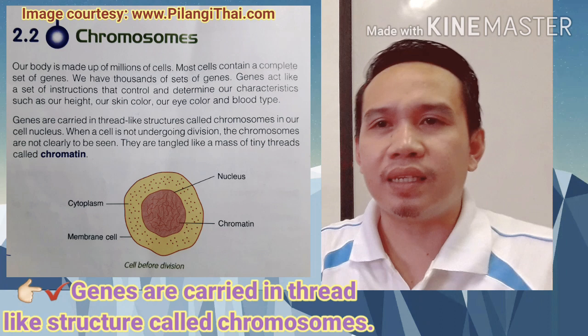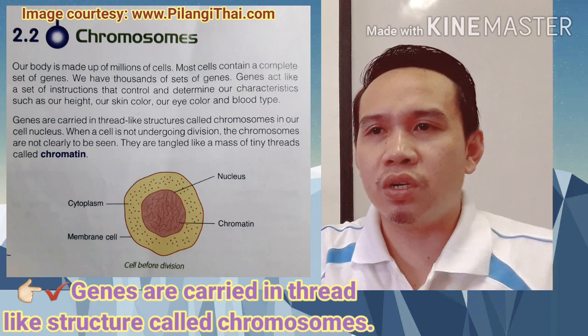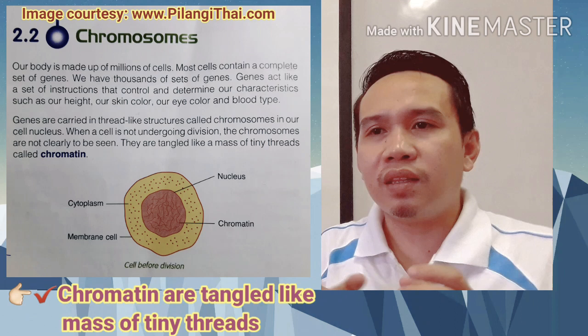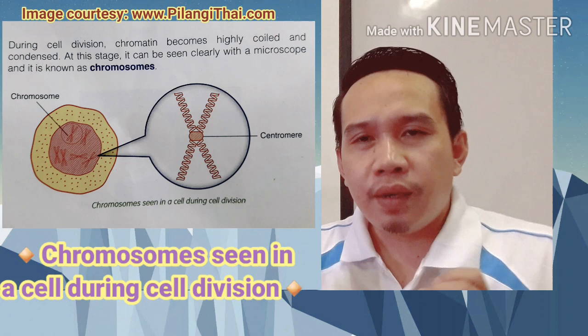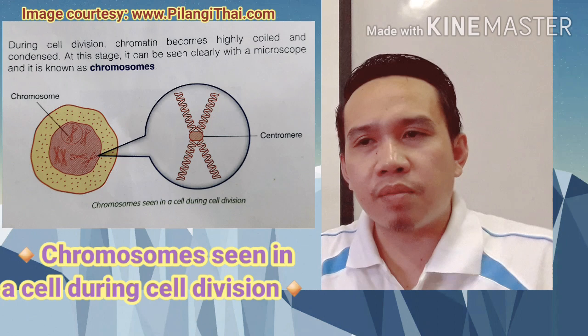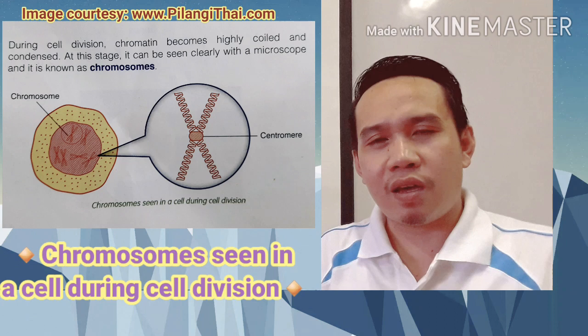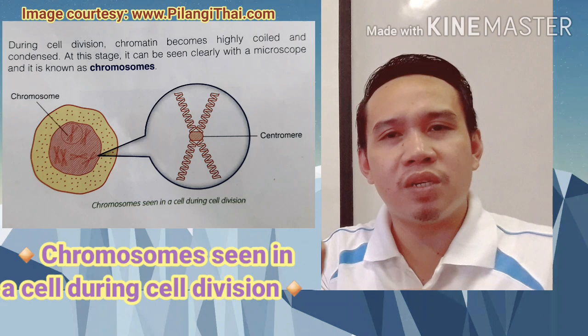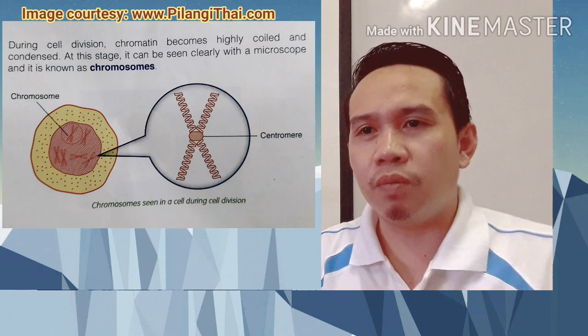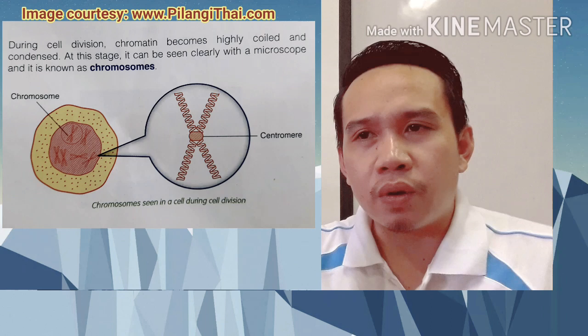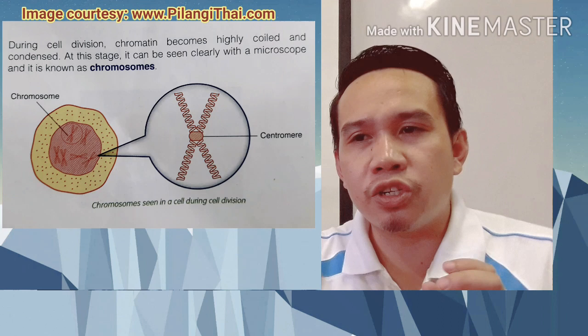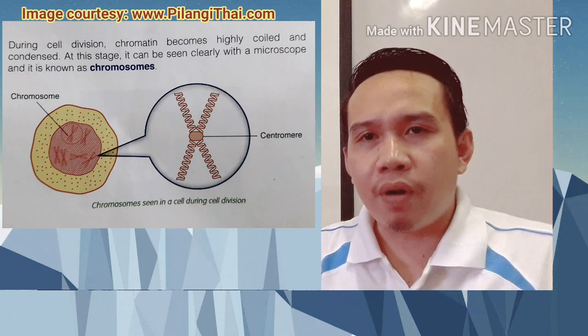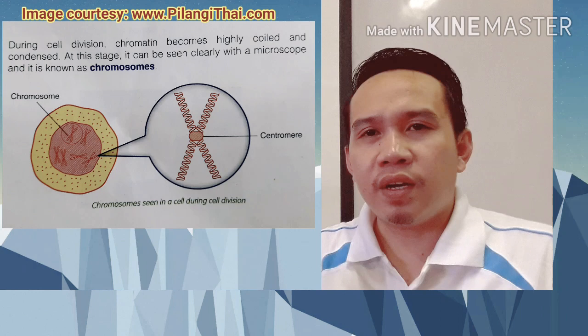Chromatin, all right? So look at this picture so that you could identify and familiarize yourself easily with what it means during the cell division process. Now, what happens during cell division? Chromatin becomes highly coiled and condensed. At that particular stage, it can be seen clearly with a microscope, but it cannot be seen with our naked eye. Once it can be seen clearly on a microscope, that is what we call chromosomes. So chromosomes are seen in a cell during cell division. At that particular point, there is what we call the life of a certain organism, human or animal.